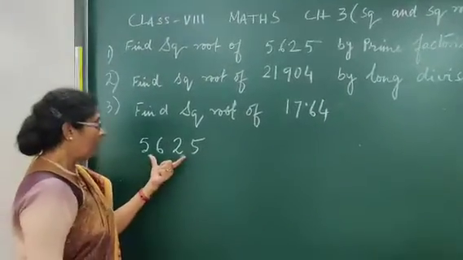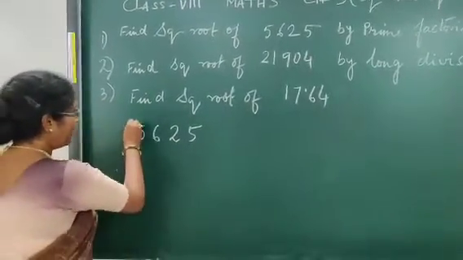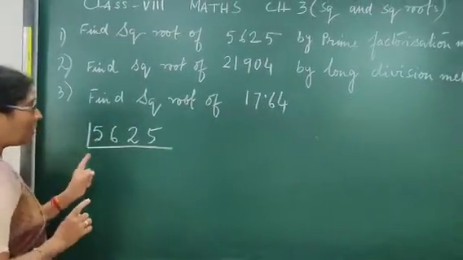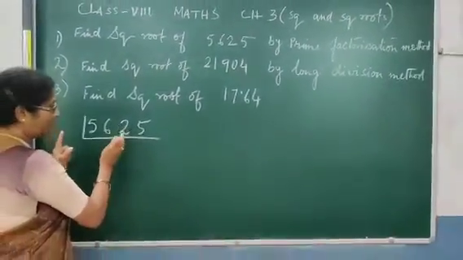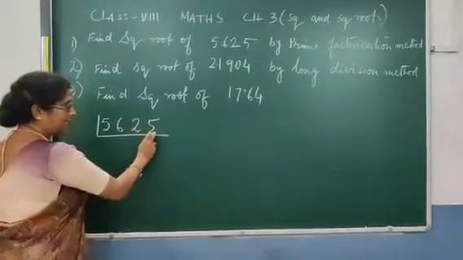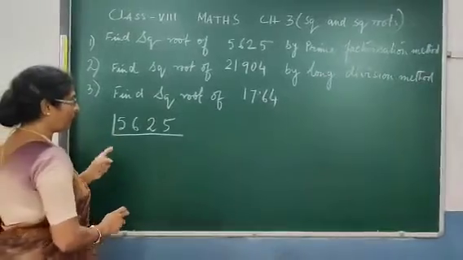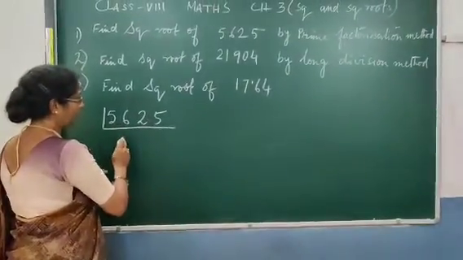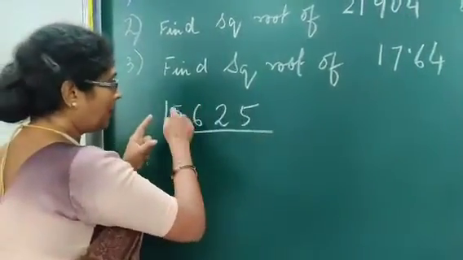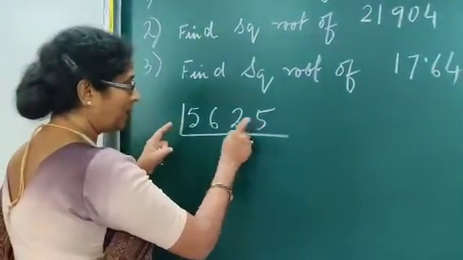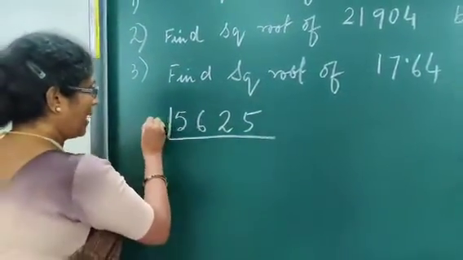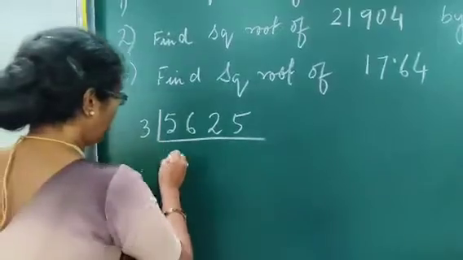Now for the given number I have to find the prime factors. You have to find whether the number is divisible by 5 or 3. The last digit is 5, so this number is divisible by 5, but before that I have to check whether this number is also divisible by 3. Why 3? Because the sum of all the digits is 18, so it is divisible by 3. So I divide by 3.